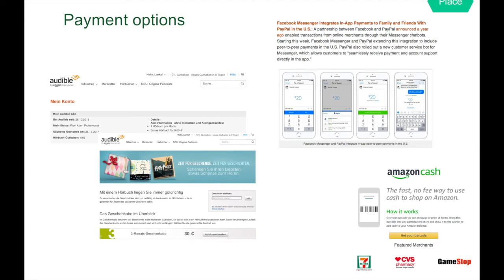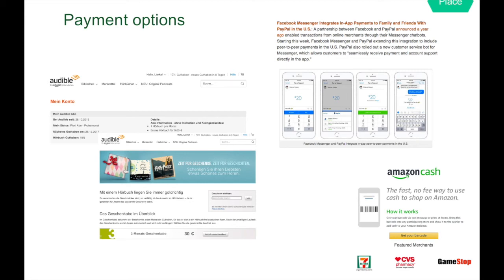And last but not least, we again turn to Amazon, because there is a question, how can I load money to my Amazon account? You can go to 7-Eleven, CVS or GameStop, and there you can pay money to the cashier of, let's say, 7-Eleven, and you get a barcode, and you can scan that barcode, and this barcode actually adds money to your Amazon cash account.